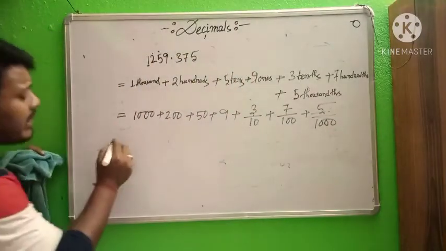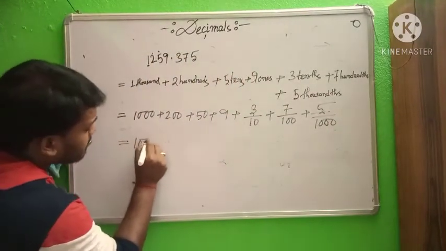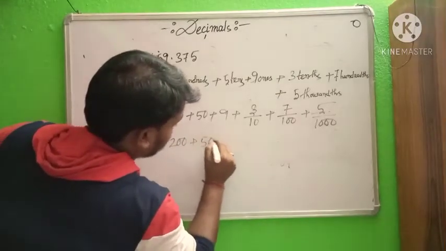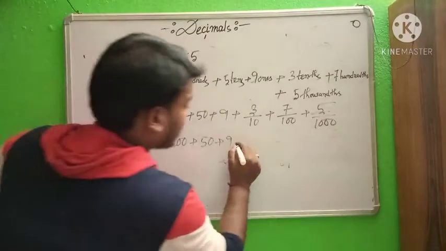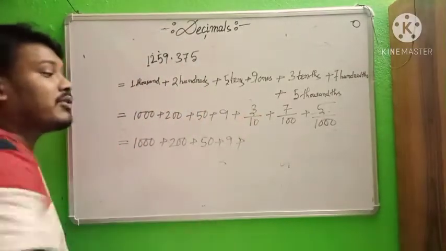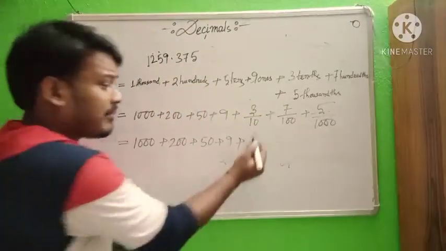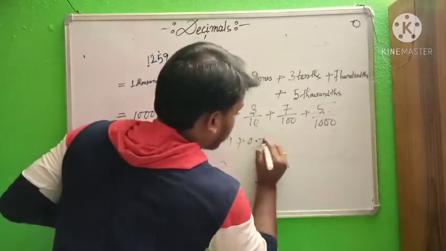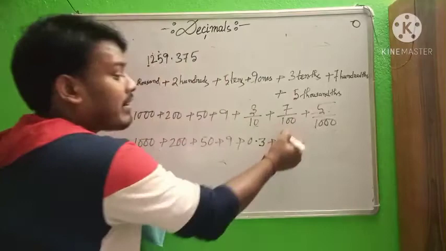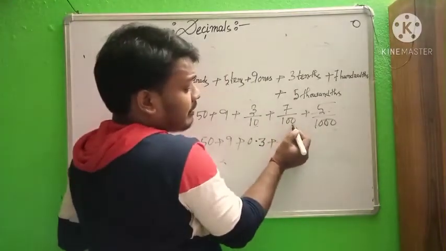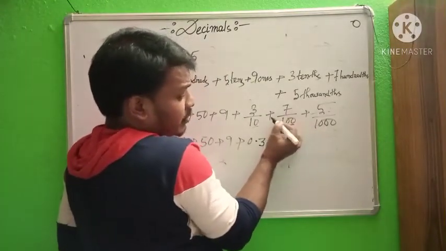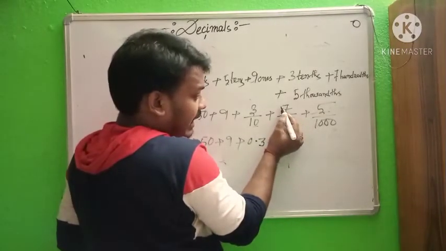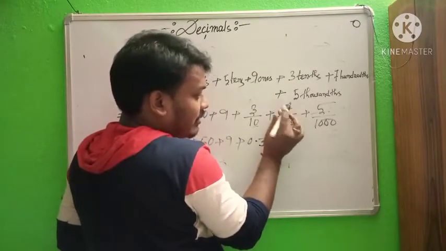Okay, or it can be written as 1000 plus 200 plus 50 plus 9 plus 3 by 10, that means 3 tenth, that means one digit, so before one digit we put the decimal, 0.3, plus 7 by 100. So 7 by 100, that means here 2 digits. So before 2 digits we put the decimal. So one digit is 7 and here we take 0.